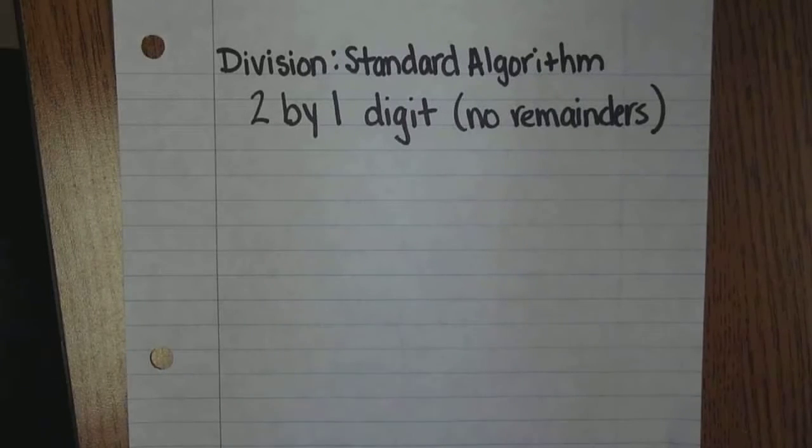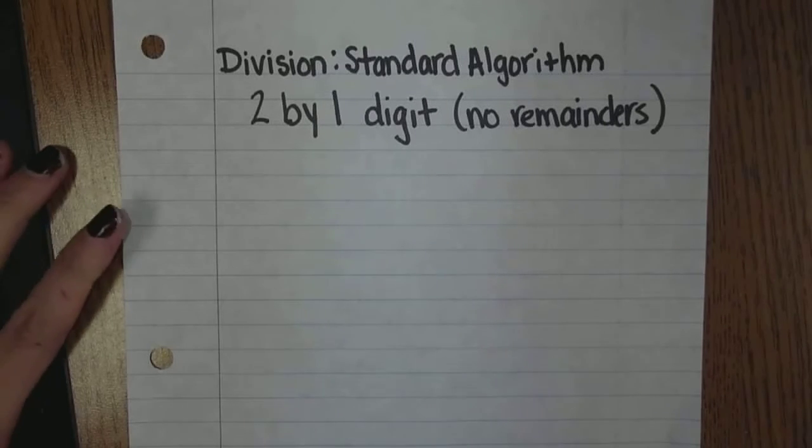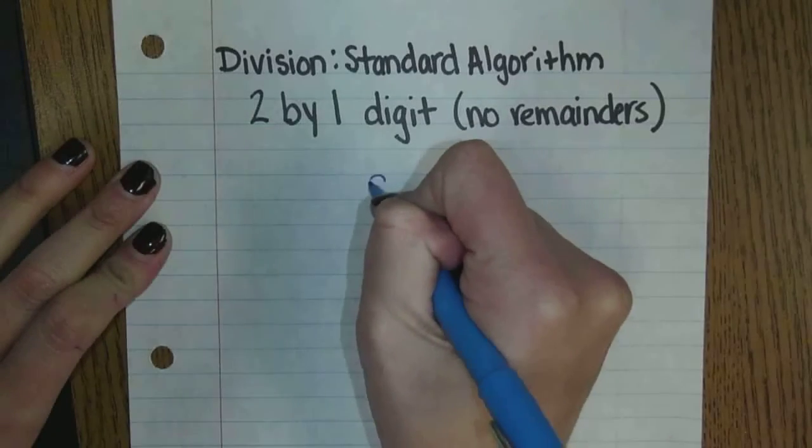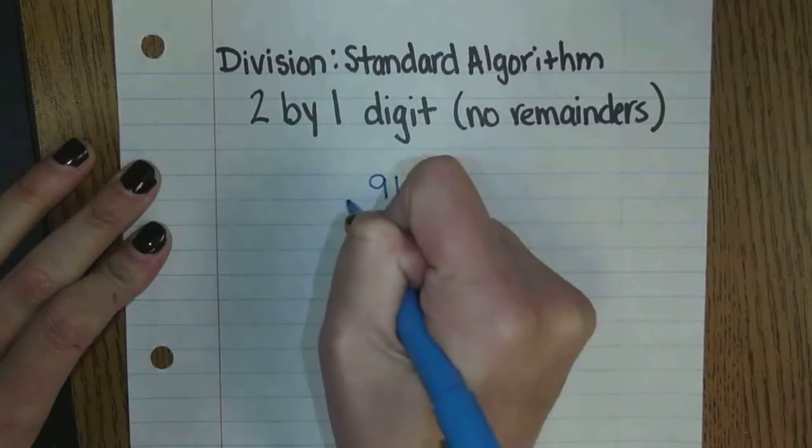Okay, this video is to show division using the standard algorithm with 2 by 1 digit numbers with no remainders. Our problem that we're going to start with today is 91 divided by 7.